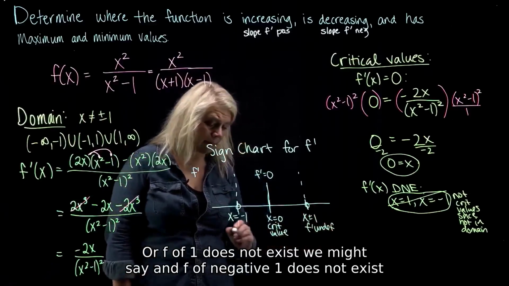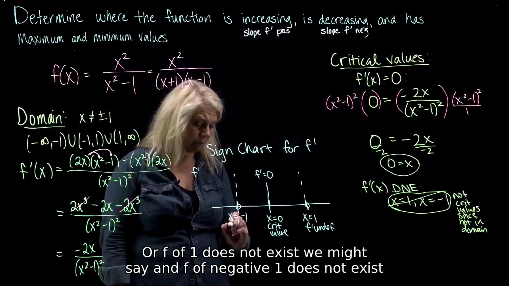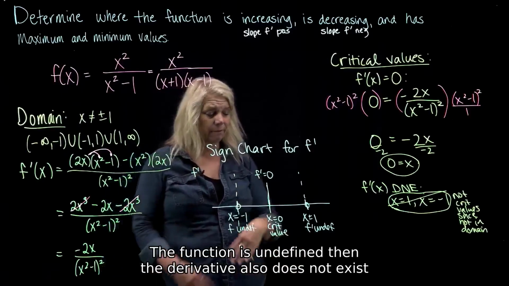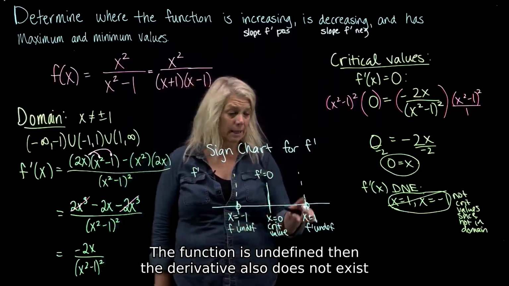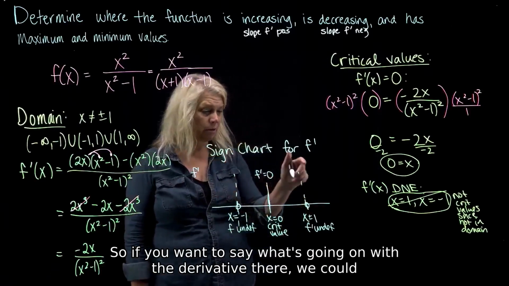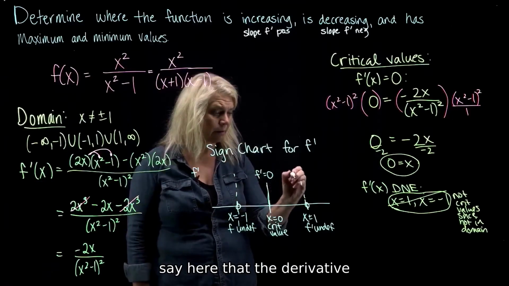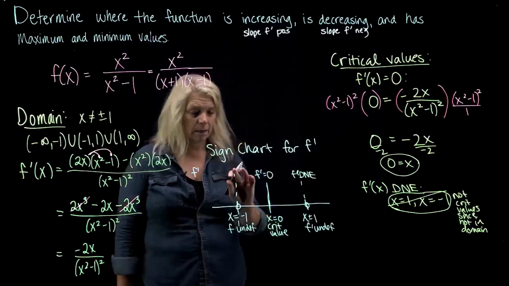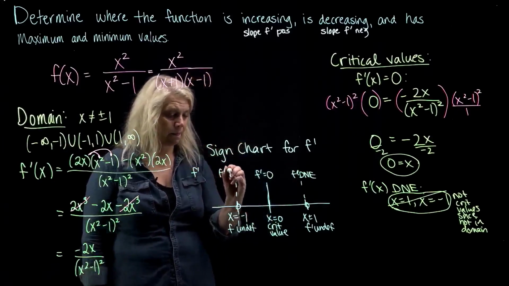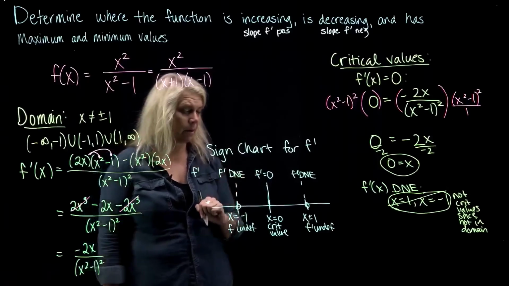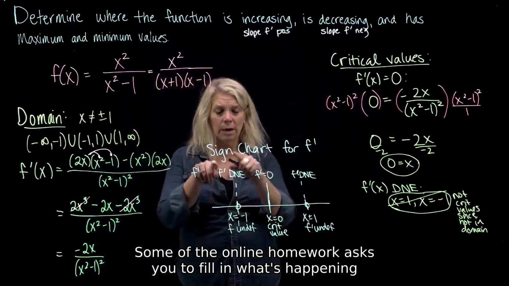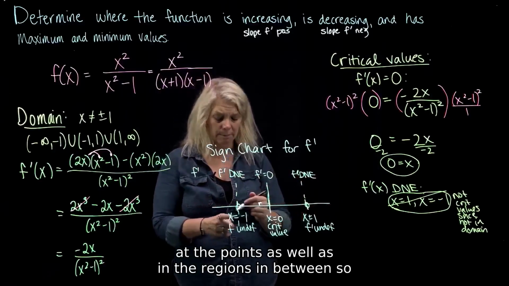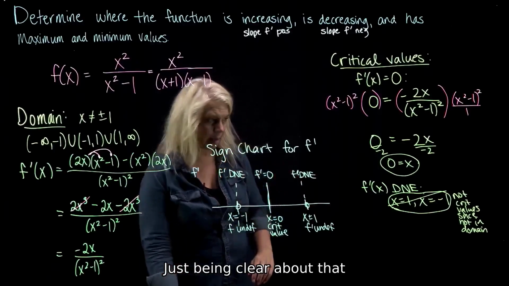F of 1 does not exist, we might say, and f of negative 1 does not exist. If the function is undefined, then the derivative also does not exist. So if you want to say what's going on with the derivative there, you could say that the derivative does not exist at that point. Some of the online homework asks you to fill in what's happening at the points as well as in the regions in between. So just being clear about that.